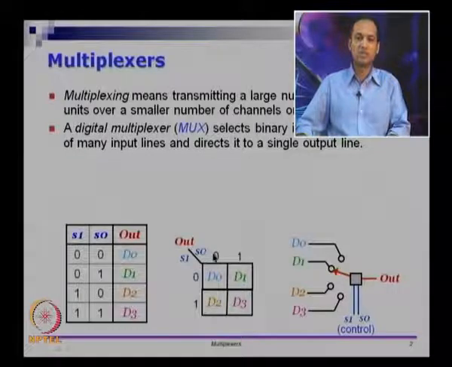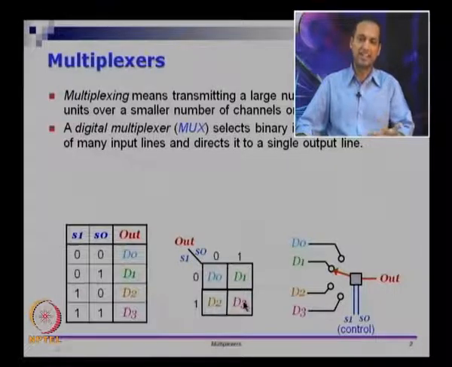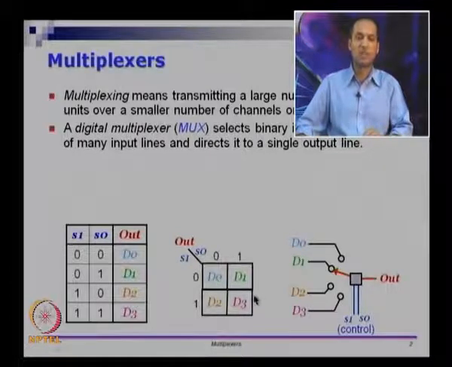If S1 is 0 and S0 is 0, output is the same as D0. If S1 is 0 and S0 is 1, output should follow D1. That is the way we should read this table. So we do not care about zeros or ones within the K map here.